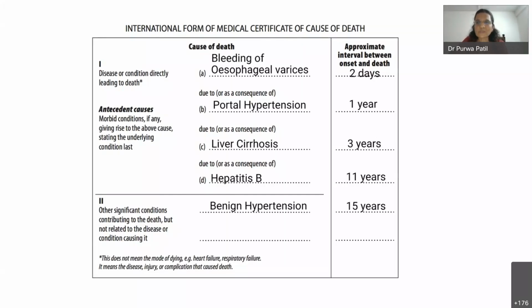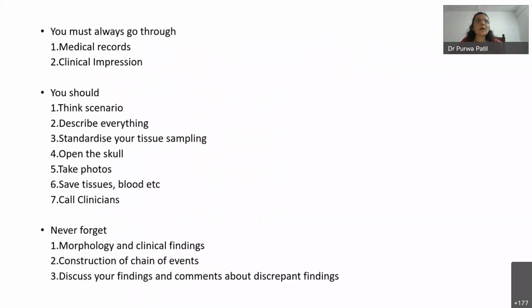Nowadays, the number of autopsies is going low, and students are not aware of how to write the death certificate. So just have a look at that also. And this is the same thing. We have to correlate everything, clinical, morphology, histology, and give the CPC.